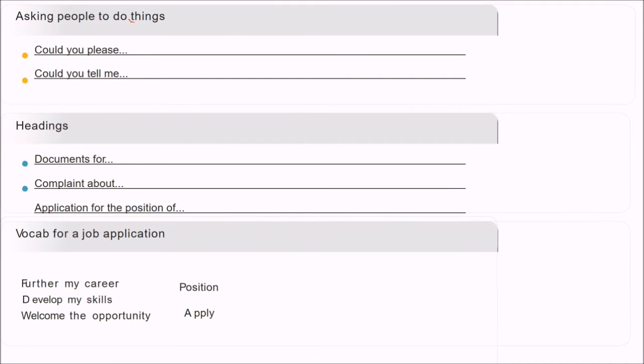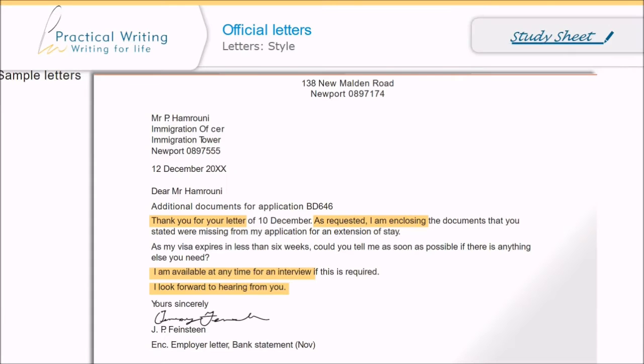Then, when asking to do something, you need to be very polite: "Could you please?" or "Could you tell me?" Then headings, or you can say subject, should be: documents for, complaint about, application for the position of. These are various vocabulary for job applications, like further my career, developing my skills, welcome the opportunity, position applied. These are all the vocabularies you must adopt. So let us come straight down to the first letter.